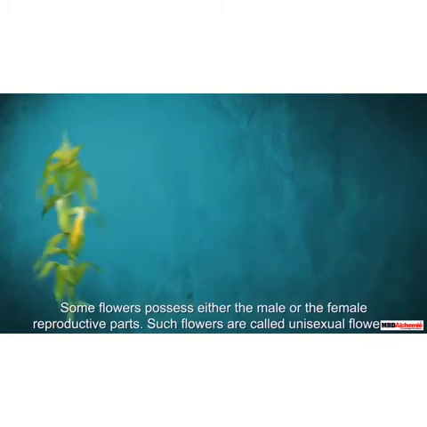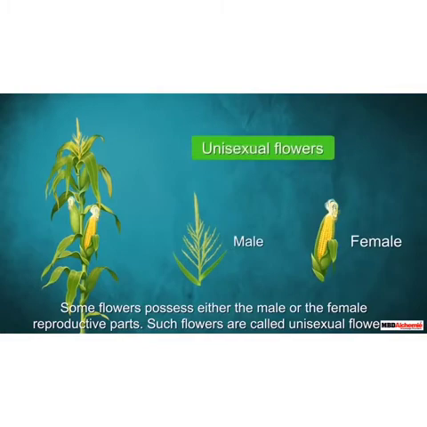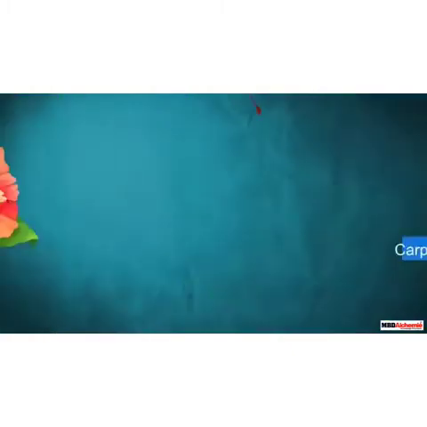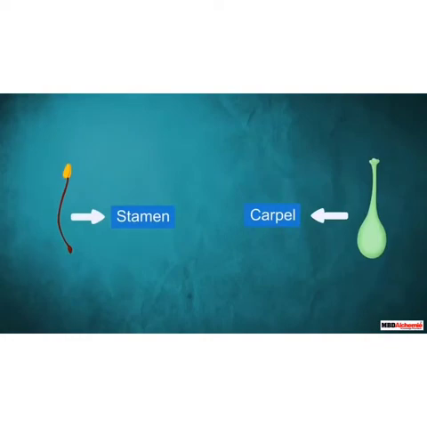Whereas some flowers possess either the male or the female reproductive parts. Such flowers are called unisexual flowers. For example, corn has both male and female parts separated in two different plants.